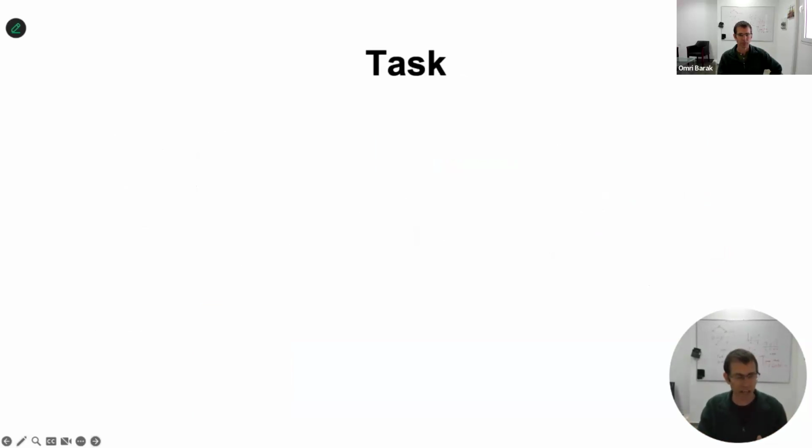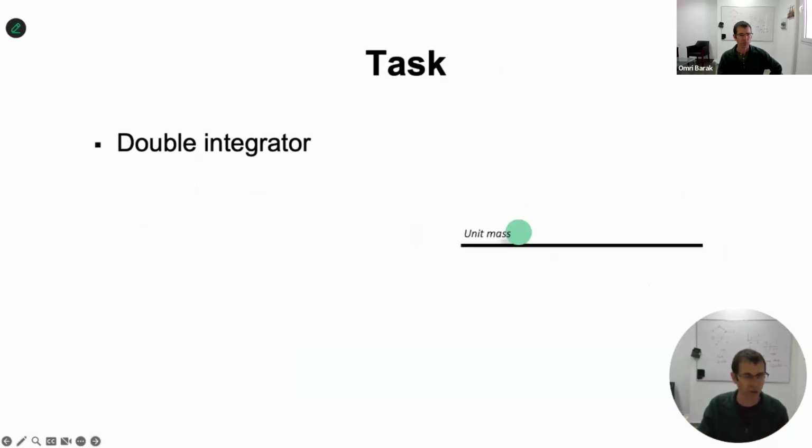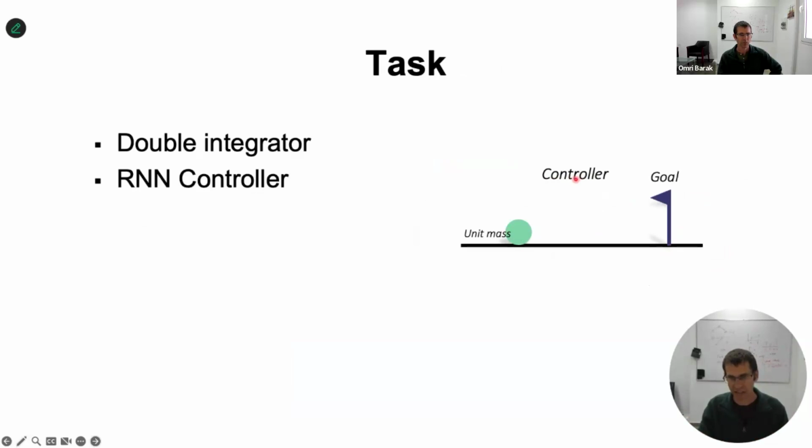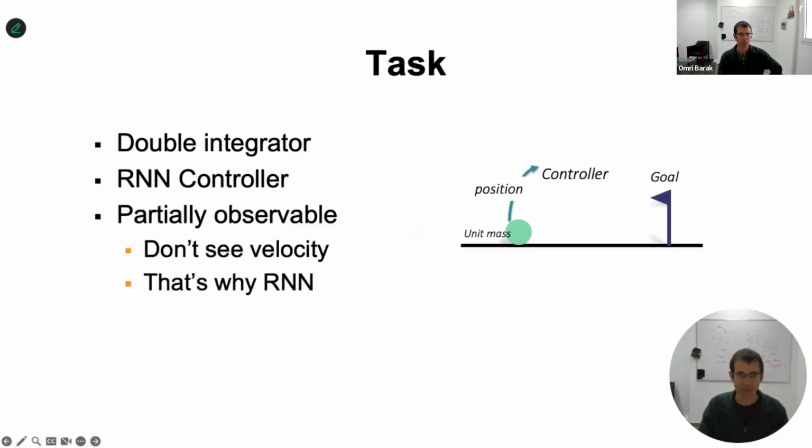Okay, we're not going to have bicycles. We're going to have a double integrator. This is the classic control theory task. A unit mass is over here, but it really wants to be over there. So there's a controller, that's our RNN, that's going to help it.